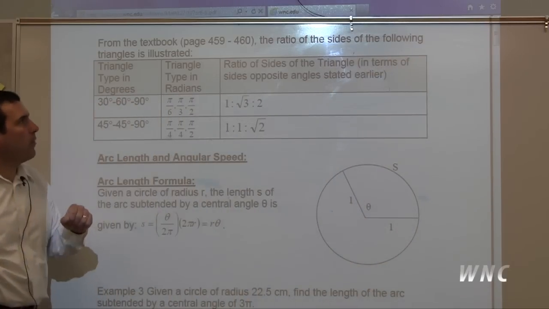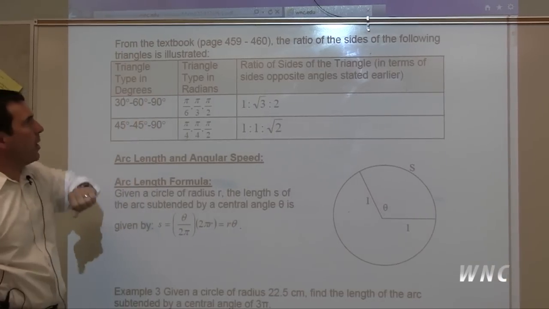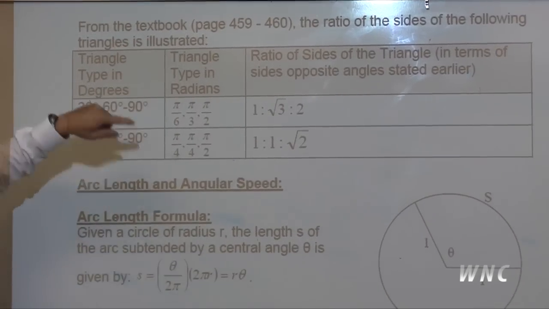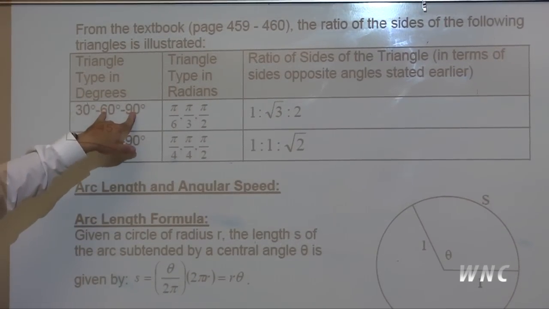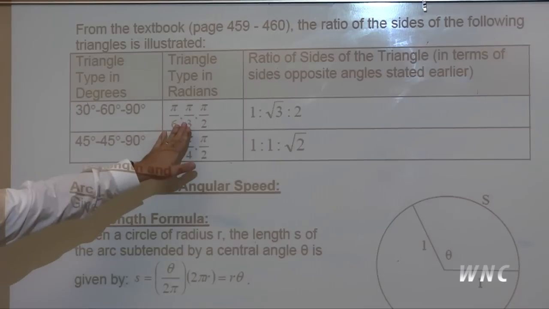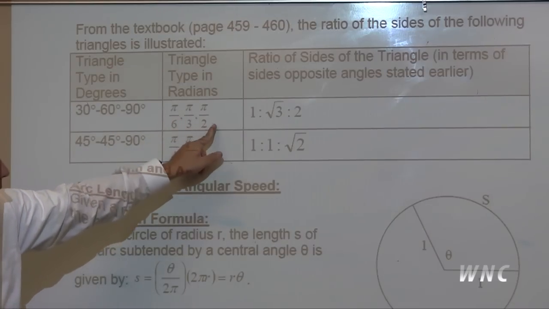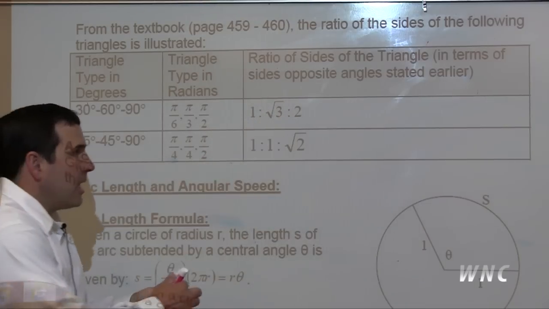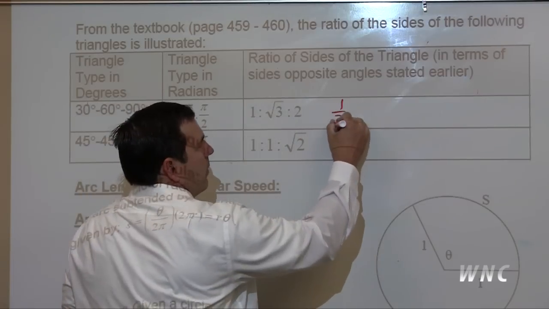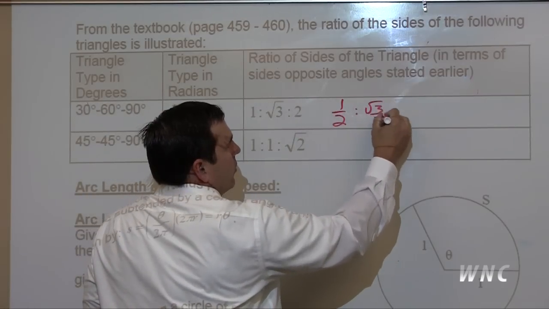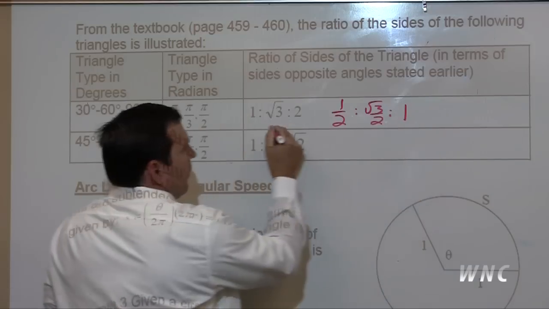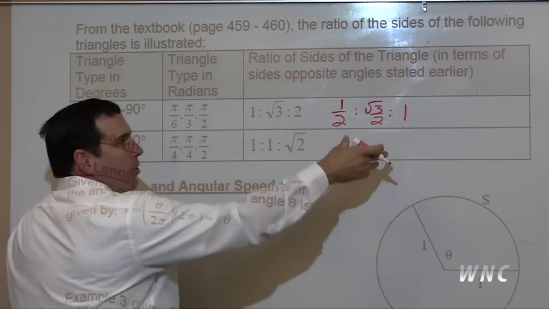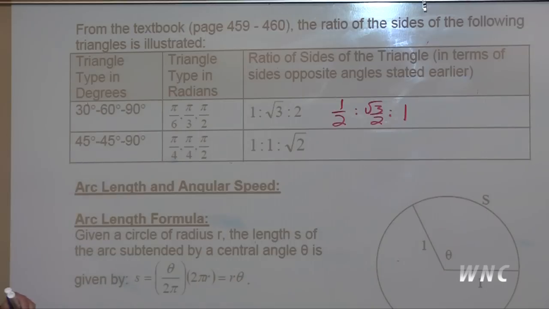From pages 459-460, you can read about the ratio of the sides of the following triangles. You can see the illustration here. 30, 60, 90, as we just discussed, that would be in radian mode, pi over 6, pi over 3, pi over 2, and the ratio is 1, square root of 3, and 2. In the last problem, I was talking about 1/2, square root of 3 over 2, and 1. If you divided each of these by 2, you would have these values. So the ratio still holds.